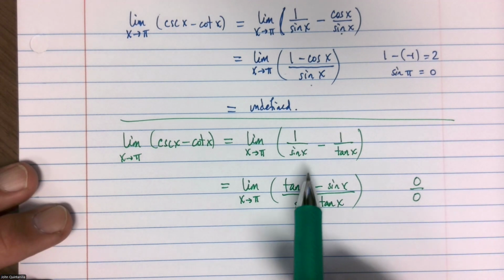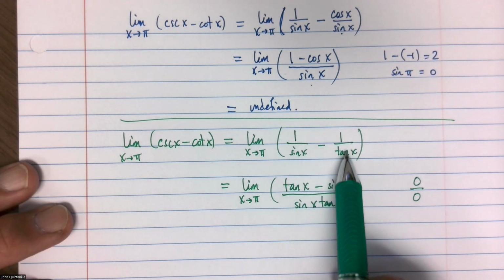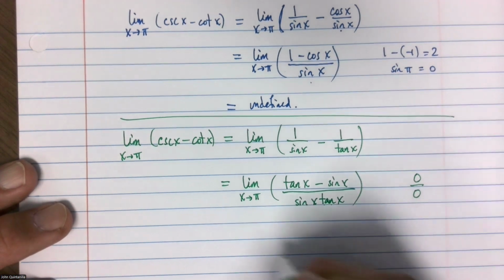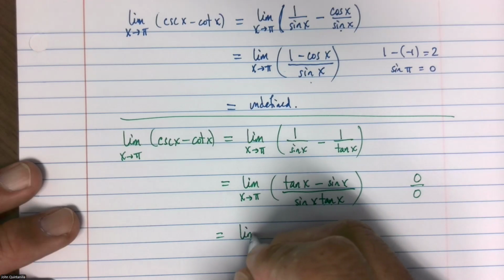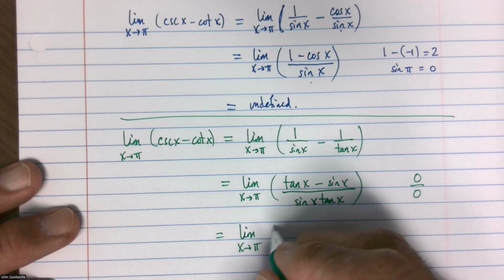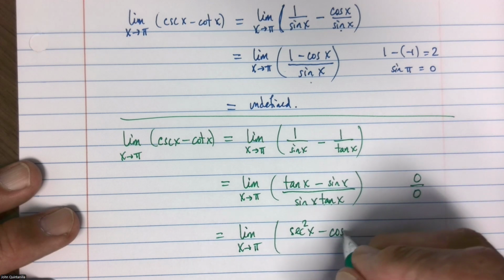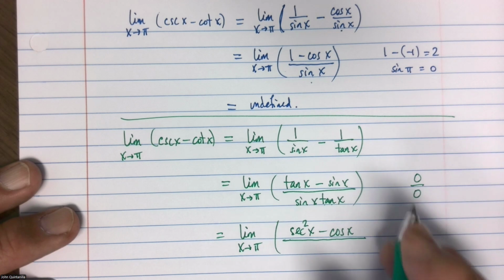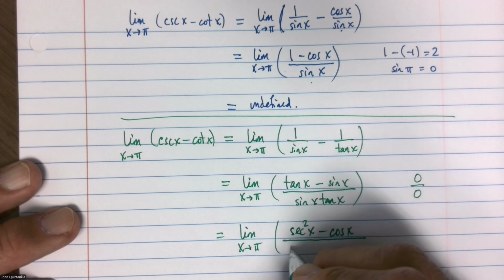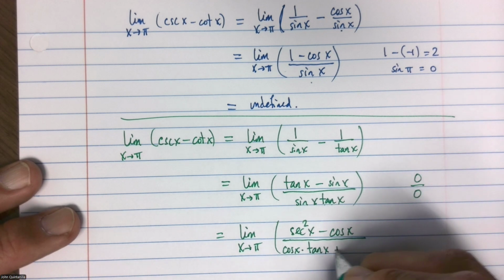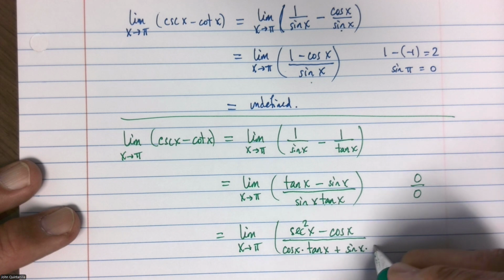Now, written this way, I do have the form 0 over 0. And so had I chosen to use this trig identity, I would have 0 over 0, and so L'Hopital's rule would indeed apply. And so by L'Hopital's rule, this is equal to secant squared x minus cosine of x over, and on the bottom here, derivative of the top of first times the second plus the first times the derivative of the second.